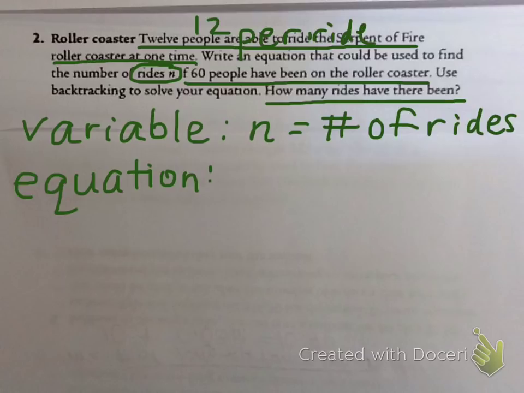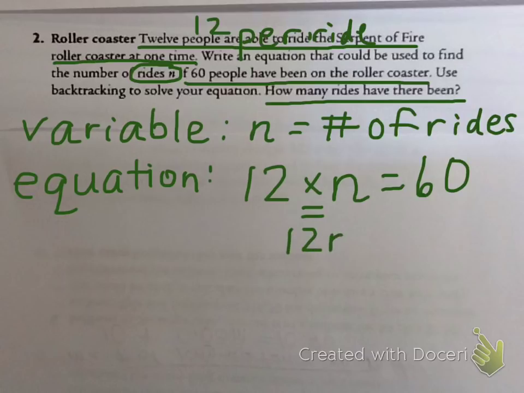So now I'm going to write my equation. If there are 12 people per ride, I would multiply 12 times how many rides there were. So 12 times how many rides, n, is going to equal 60. I know I don't need to use that multiplication symbol when writing 12 times n, so I'm going to simplify it and write 12n equals 60. This is my equation. Now I'm going to solve using backtracking.